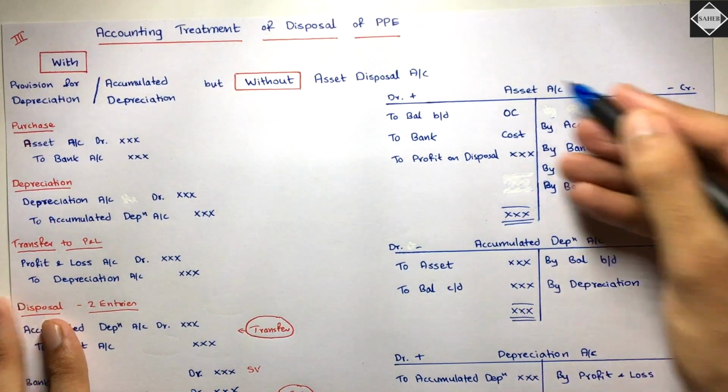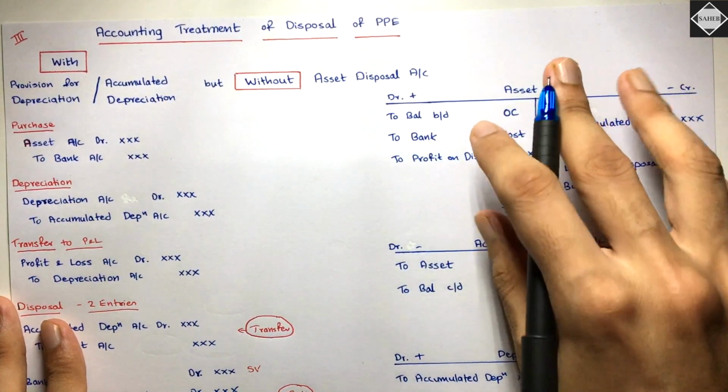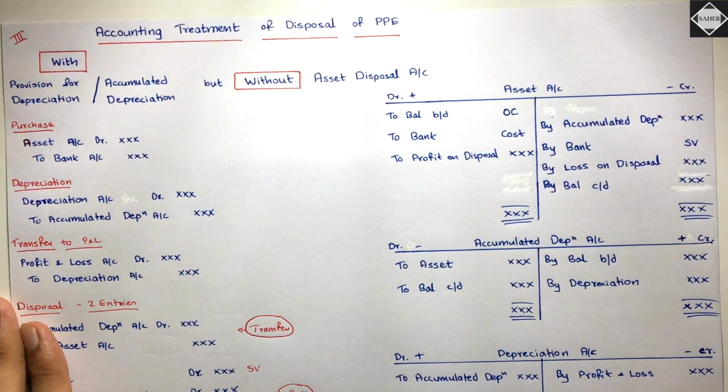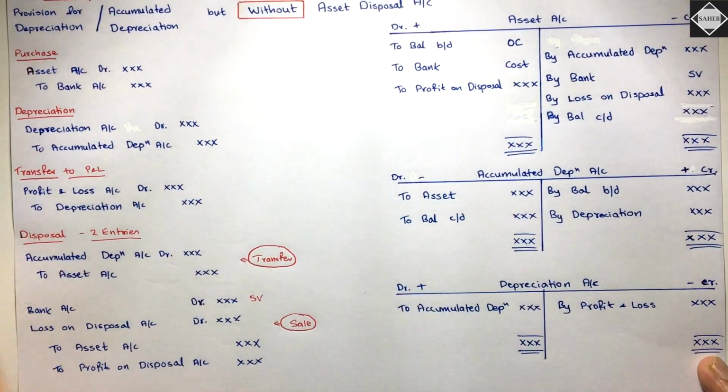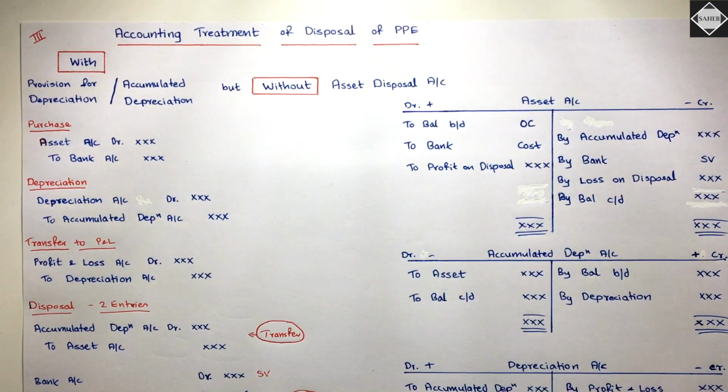What happens? The asset account looks very messy. Okay, it looks very messy because everything has been taken into asset account, right? All the disposal transactions. Simple, easy. Now let's just see a problem on this, and then we'll move on to the case 4.